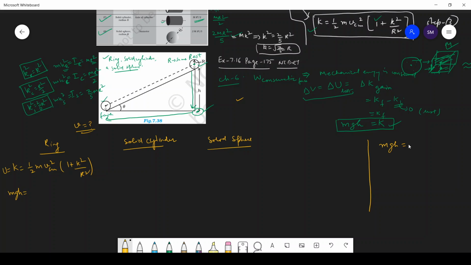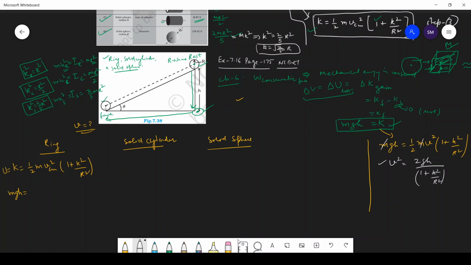So mgh, potential energy lost, is equal to kinetic energy gained, and kinetic energy gained is equal to half m, velocity of the center of mass squared, times 1 plus K square by R square. You can see that this m will cancel out, and you are left with V square equal to 2gh upon 1 plus K square by R square. So this is V square.